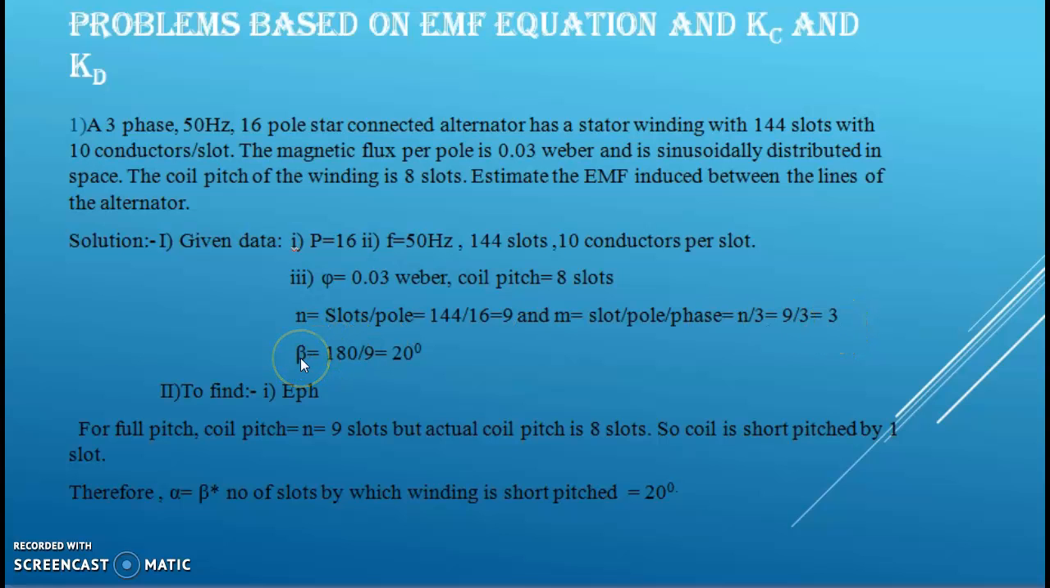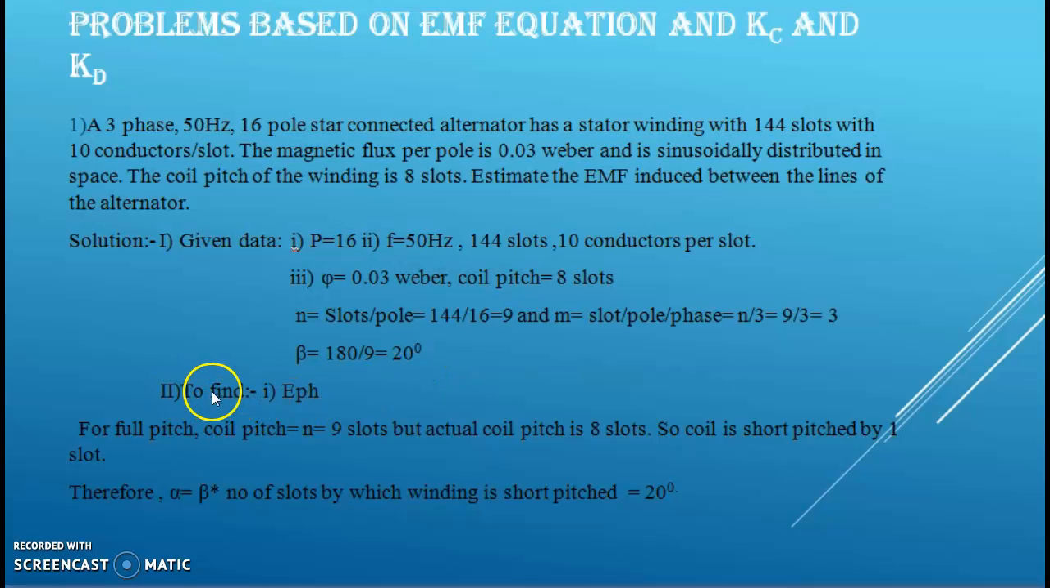Then beta. Beta is the phase difference contributed by one slot. So beta is equal to 180 upon n. This is the formula for beta. n is here 9. So 180 upon 9 is 20 degree. All these terms, n, m, beta, alpha, whatever we have used here, I have already discussed and derived in my previous videos. If you have any confusion with this, you should go back and see my previous videos.